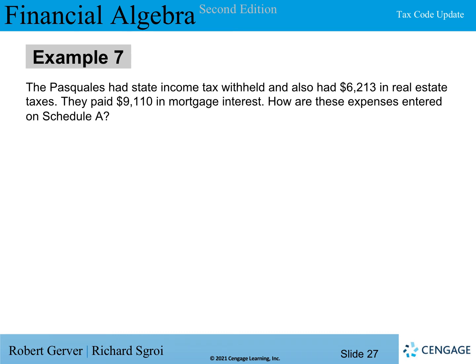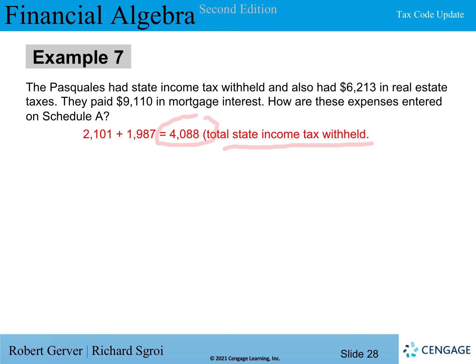Well, continuing on, the Pasquales had state income tax withheld. They also paid real estate taxes, and they also paid mortgage interest. So how are these expenses entered? So let's add up the total amount. The total state income tax withheld for the two of them was $4,088. So this is the total state income tax withheld.